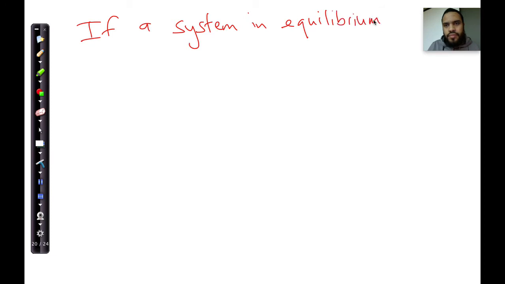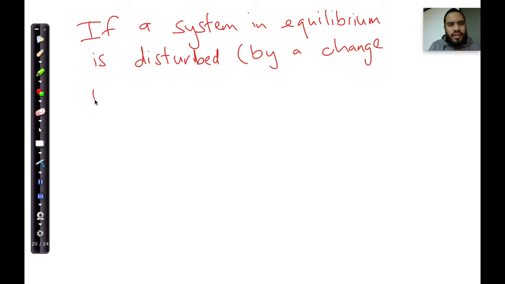Oops, sorry, that's my bad. If a system in equilibrium is disturbed, right, by a change in temperature, pressure, or concentration.